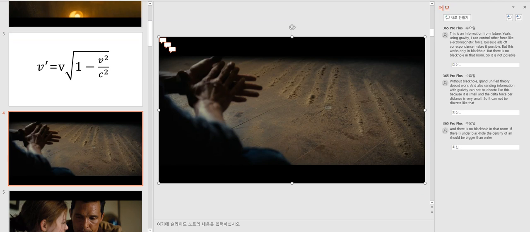I can control other forces like the electromagnetic force, because AdS/CFT correspondence makes it possible. But this works only in a black hole. But there is no black hole in that room, so it is not possible. Without a black hole, the grand unified theory doesn't work. And also, sending information with gravity cannot be discrete like this, because it is small and the delta force per distance is very small, so it cannot be discrete like this. And there is no black hole in that room. If there were a black hole, the density of air should be bigger than water.